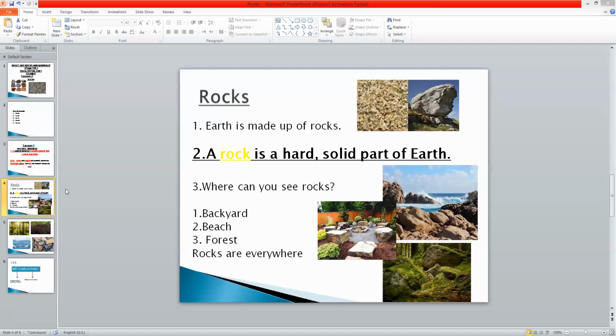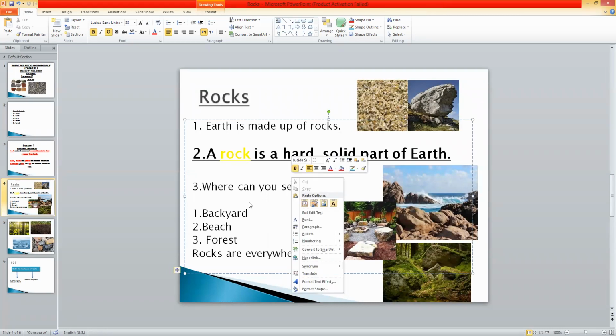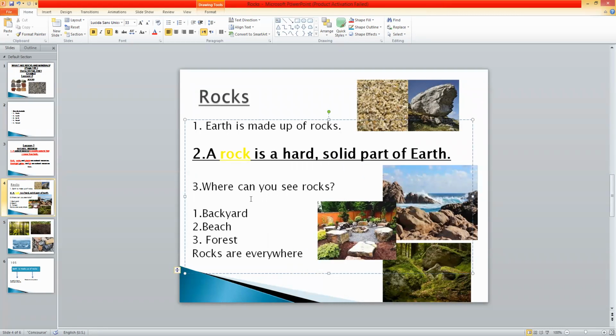So at this junction, we've come to the end of this topic, but I will allow you to ask your questions. It is very important for you to know that earth is made of rocks. A rock is a hard, solid part of earth. You can see rocks in your backyard, the beach, the forest. Rocks are everywhere, and they are used by humans. People use them for their own benefit.